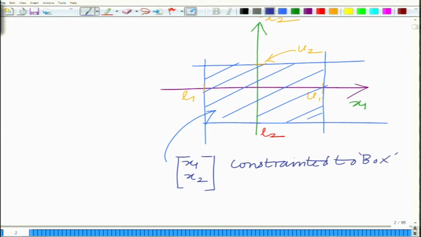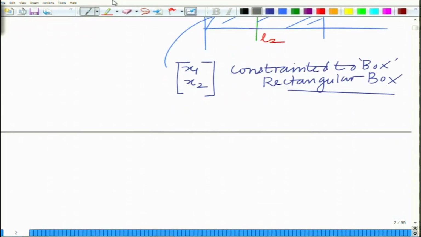Hence, this is a rectangular box, correct. This is your rectangular box. Hence, this is also termed as box type constraint. In fact, this is a simple optimization problem. This can be solved as follows. And this is simple.